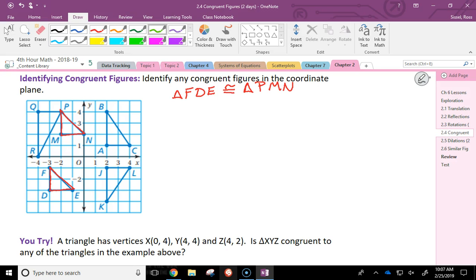If I went from FDE, all I'm going to do is this point is going to go up 1, 2, 3, 4, 5. So that's going to tell me that I translated. Remember, translate is just that fancy word that means I'm going to slide it or move it. I'm going to translate 5 units up. So I moved it 5 units up, and then I went 1 unit over, 1 unit right.